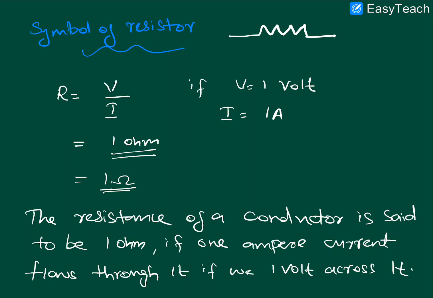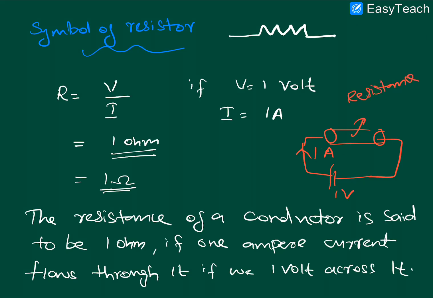If you represent it diagrammatically, you have a conductor and you are connecting it to a battery. If you apply 1 volt and you find that the current passing is 1 ampere, then this conductor's resistance is said to be 1 ohm. This is the definition for 1 ohm.